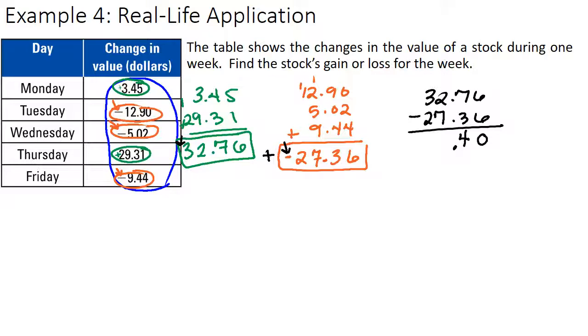2 minus 7, I can't do that, so I have to borrow, and that becomes a 2, and this is a 12, so this is going to become 5, and 2 minus 2 is 0. So I end up with 5.40. Now, the way that I know this answer is positive is because when I was adding these two together, my bigger number was positive. So I end up with $5.40 as my answer for the change in value in dollars of these stocks over the course of this week.